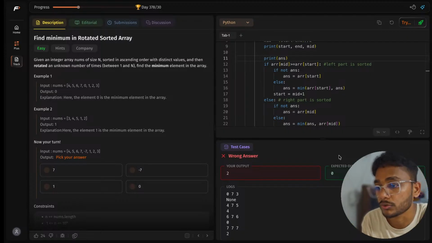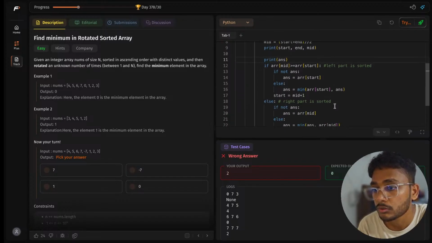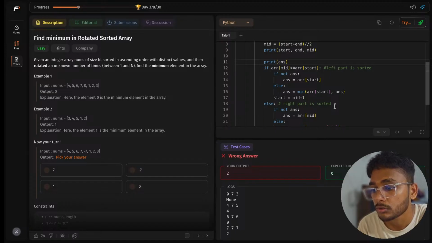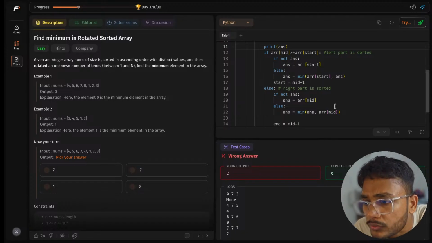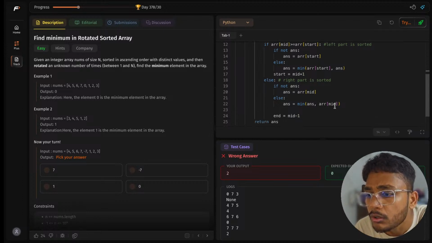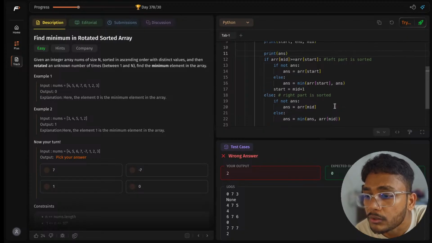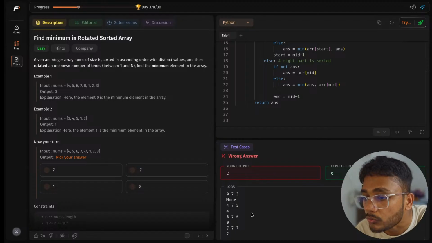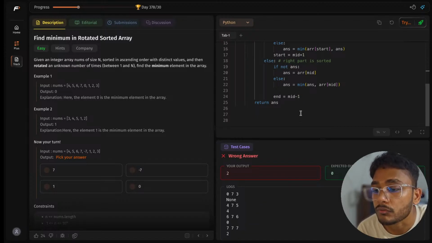Easily 0, 7, 3. Answer was none. So then 4, 7, 1, 4. Here, what went wrong? Okay, I feel like here something is glitchy. Answer equals to area of mid. Okay, how did it get overwritten with 6, 7, 6? That means it was 0, and when we again converted it.